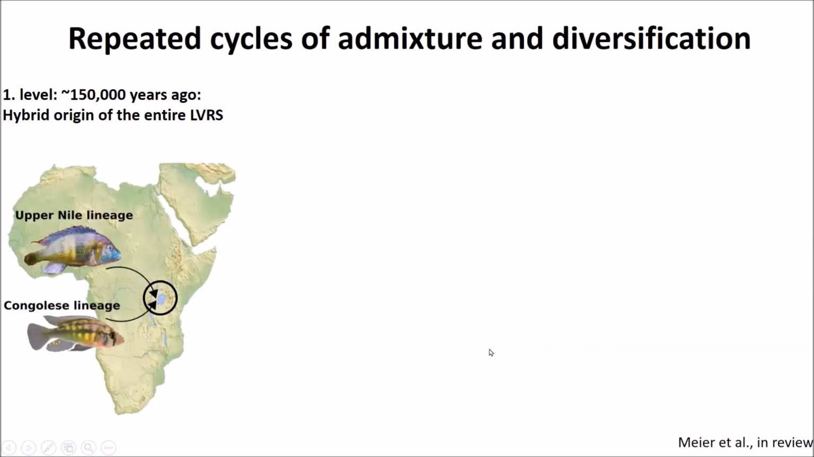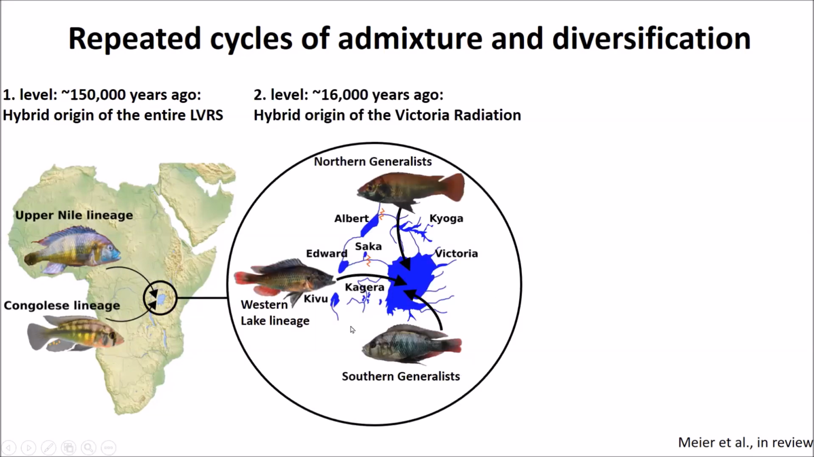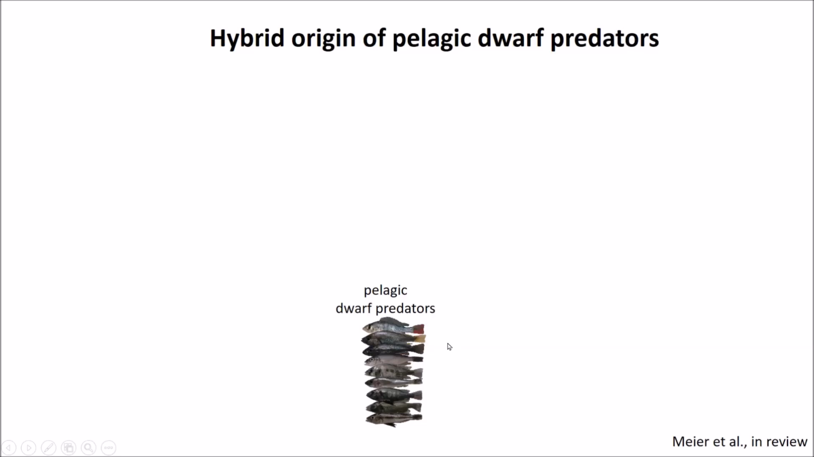Or, shown in a different way, what we find is repeated cycles of admixture and diversification. At the origin of the entire Lake Victoria region superflock, so these 700 species of all the different lakes together, we have the Upper Nile and the Congolese lineage coming together. And then again, less than 16,000 years ago, multiple lineages came together in Lake Victoria and radiated into many different species. Even within the Victoria radiation, we find some clades that show very strong evidence of a hybrid origin, like these pelagic dwarf predators, which are little fish found in the pelagic zone that eat other little fish and copepods.